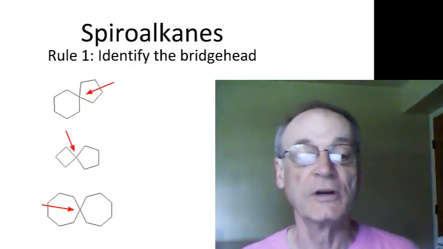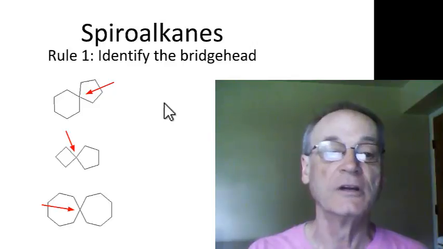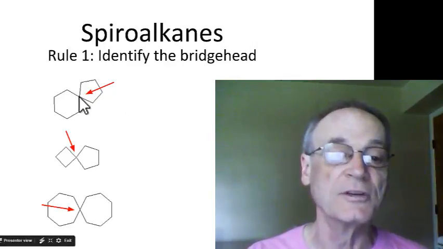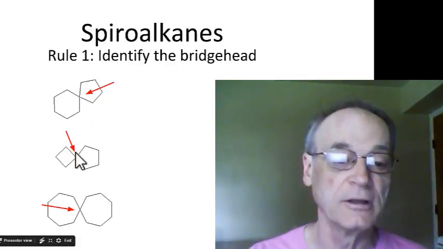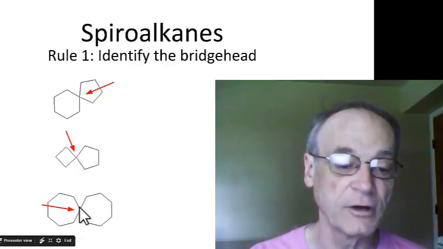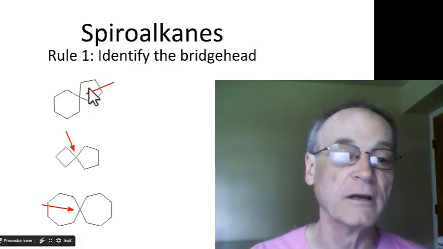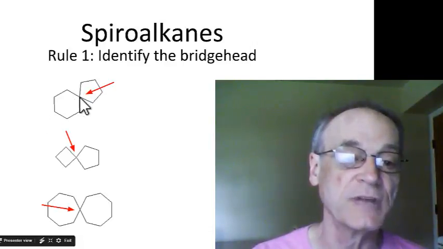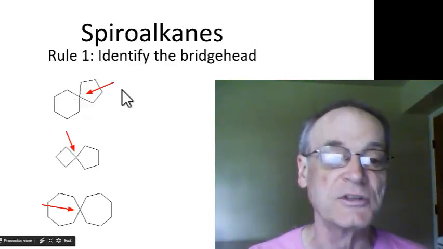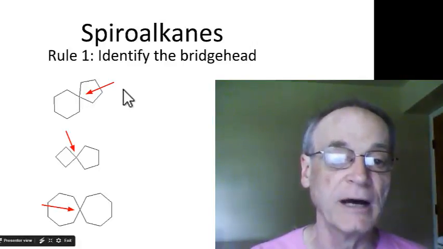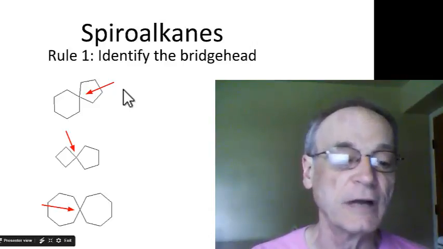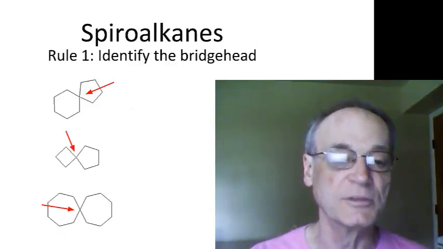Now, here are some examples of spiro alkanes. Notice that in each case, there is a carbon, that carbon right there, that carbon right there, that carbon right there, that is shared between the two rings. So this is a 5-membered ring in which that carbon is one of the members, and this is a 6-membered ring in which that carbon is one of the members. And so these are what are called spiro alkanes. One thing to notice here, and I'll point this out again as we go along, it's an easy mistake to make.